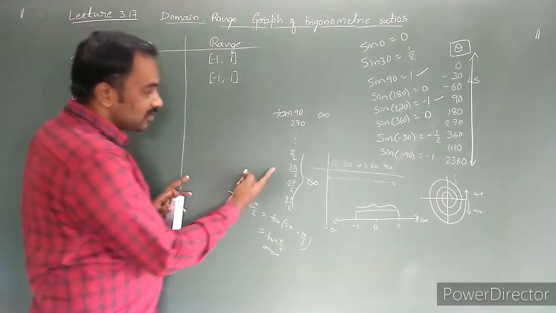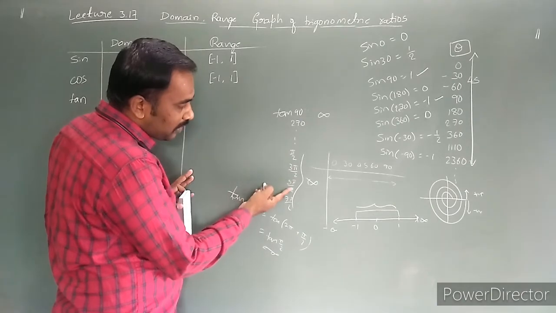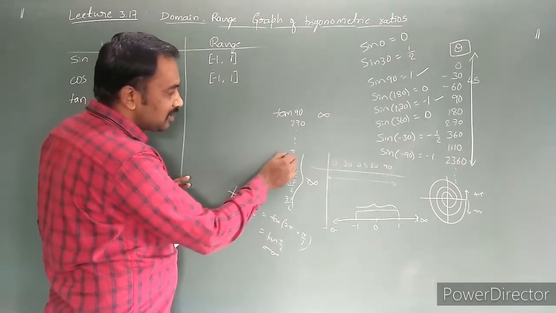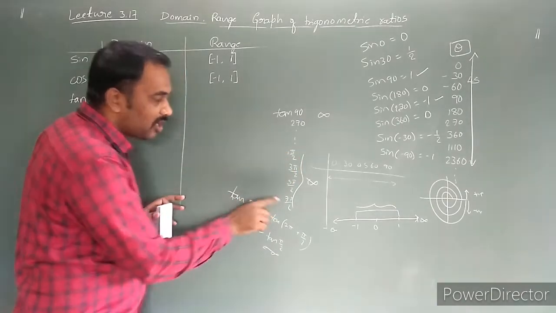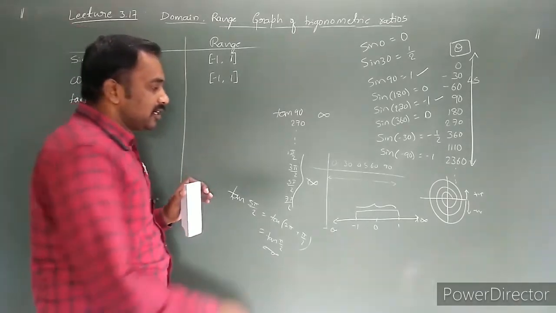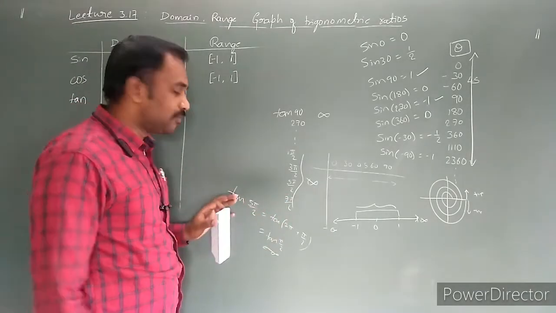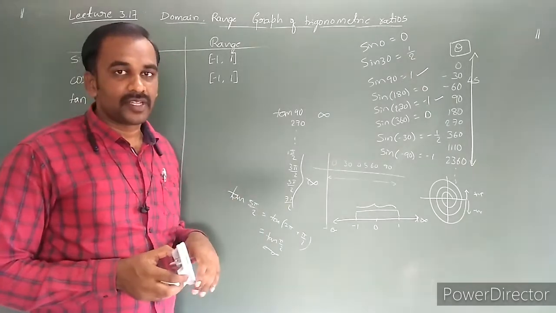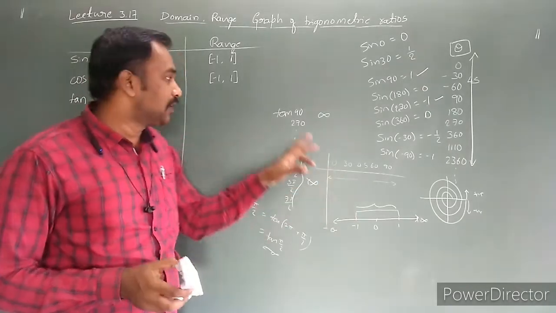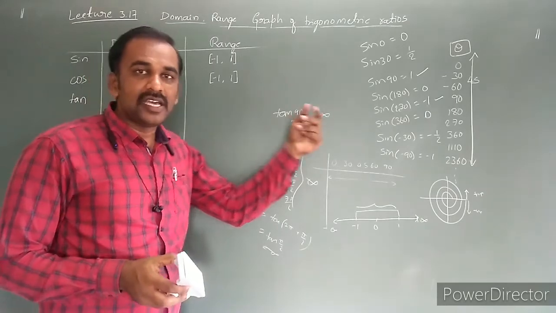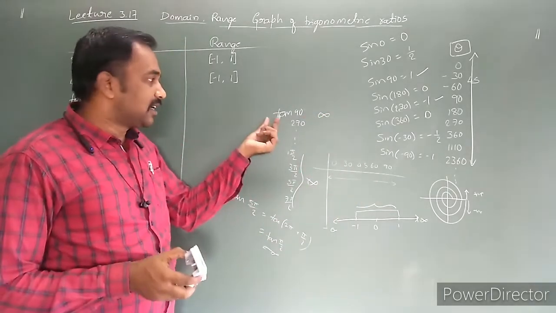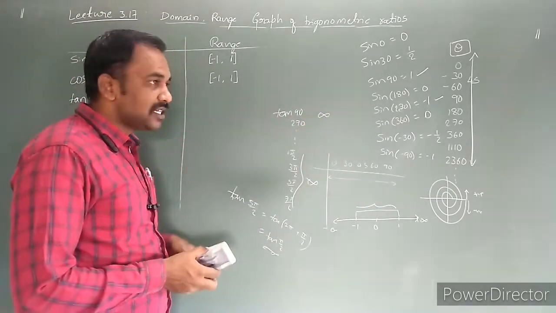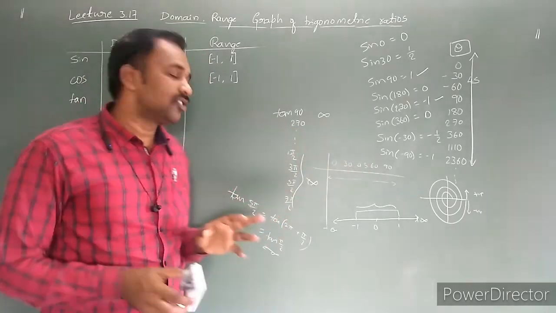Is that clear? So here the hint is pi by 2, pi by 2, pi by 2. Which number is multiplying the pi by 2? An odd number is multiplying, whether negative or positive. For an odd multiple of pi by 2, or odd number into 90, tan is not defined.